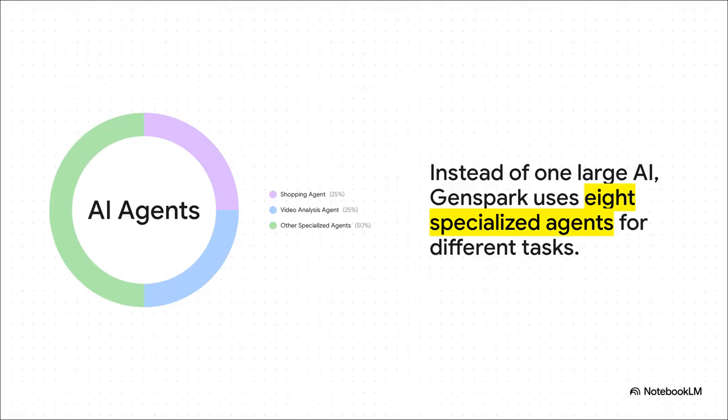Right, so you can see here how that work is divided up. It's not one big AI doing everything. You've got your shopping agent, your video analysis agent, and a bunch of other specialized agents. Each one is a master of its own domain, and they all work together behind the scenes.